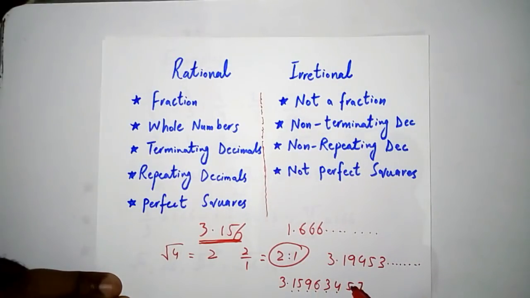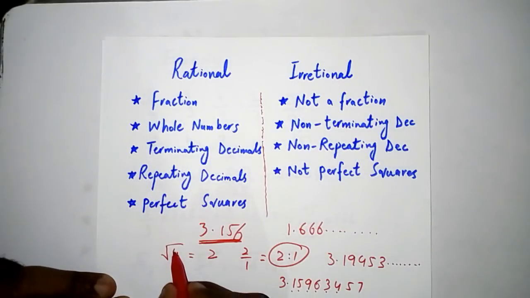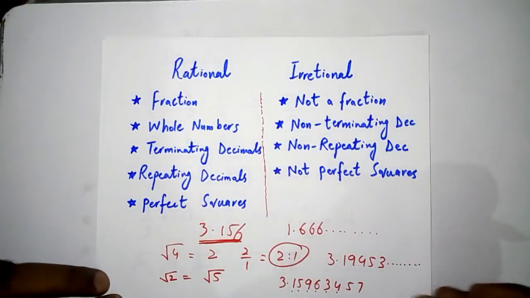The last category is not perfect squares. As I already told you that square root of 4 is equal to 2, this is a perfect square. But if we take square root of 2, it is not a perfect square root. So this is an irrational number. Also the square root of 5, it is also an irrational number, and all the square roots of prime numbers, they are all irrational numbers.